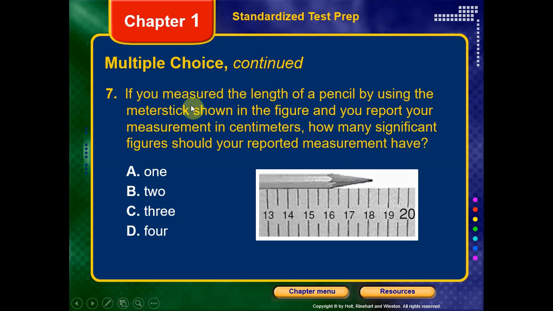Okay, if you measured the length of a pencil by using the meter stick shown in the figure and you report your measurement in centimeters, how many significant figures should your reported measurement have? Here I have this is 18 and this is 19, this is 18 and a half. So let's check this. We have three significant figures because you have 18.5. Okay.